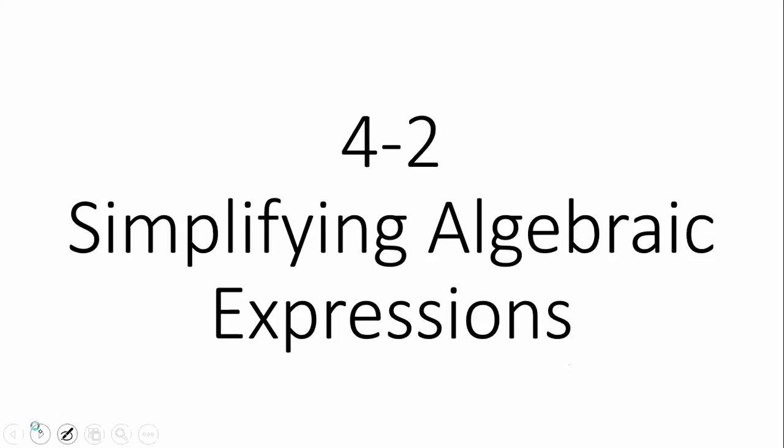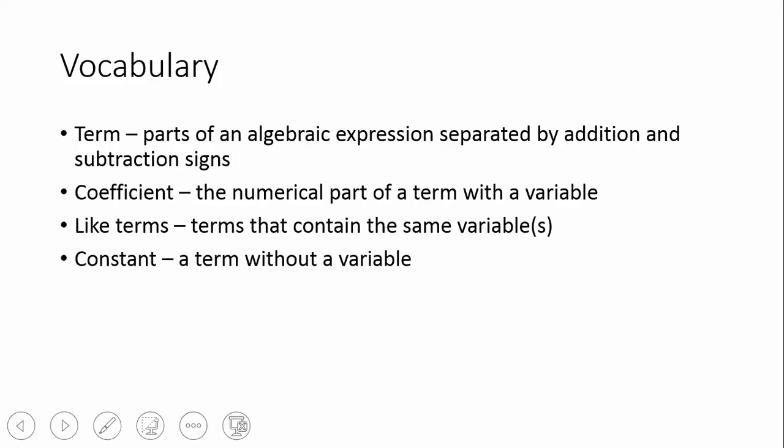A few vocab terms today. The first one is a term. A term is a part or parts of an algebraic expression that are separated by addition and subtraction signs. A coefficient is the numerical part of a term with a variable. Like terms are terms that contain the same variables, and a constant is a term without a variable.